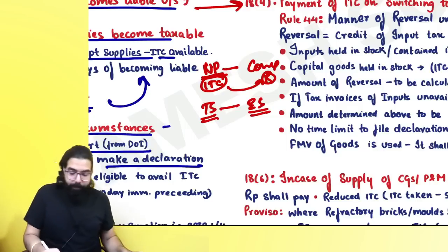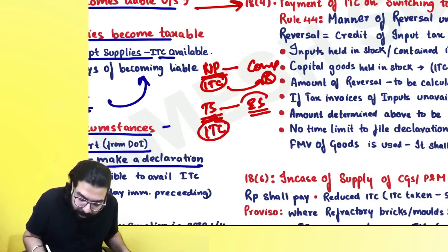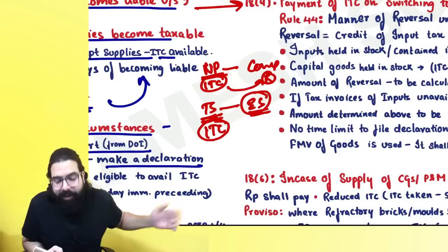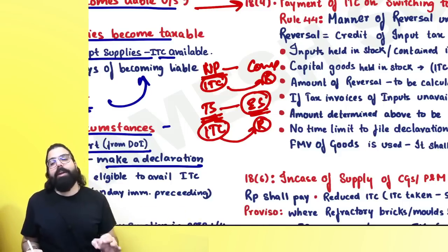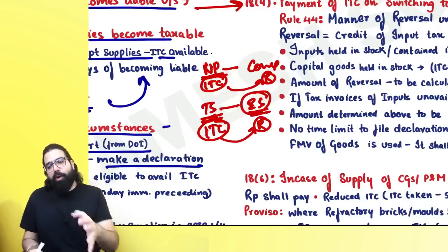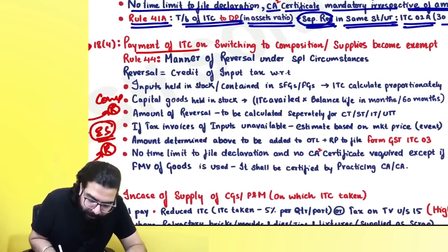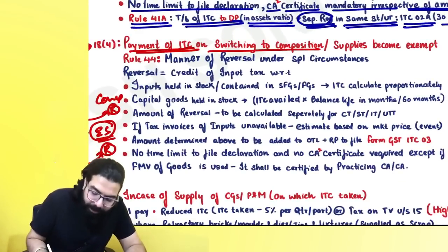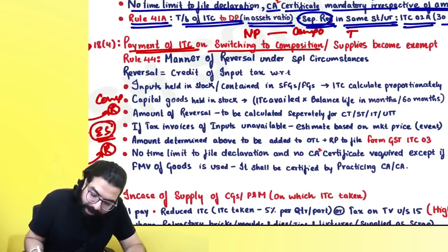Sir, taxable supplies of a registered person became exempt supply. Then when it was taxable supply, you would have already taken the ITC. Now that the supplies have become exempt, you will not charge GST. So whatever the ITC is there, you have to reverse. That is being told by section 18(4). Section 18(4) says payment of ITC on switching to composition, means normal person became composition, or taxable supplies became exempt supplies.